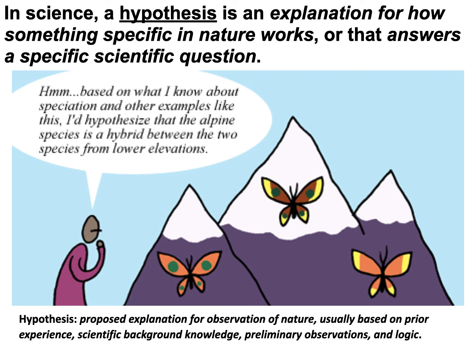Scientists are often very curious people, and the scientist proposes an explanation for this observation based on her prior experience, background knowledge, observations, and logic. Her explanation is that the alpine species is a hybrid between the 2 other species.